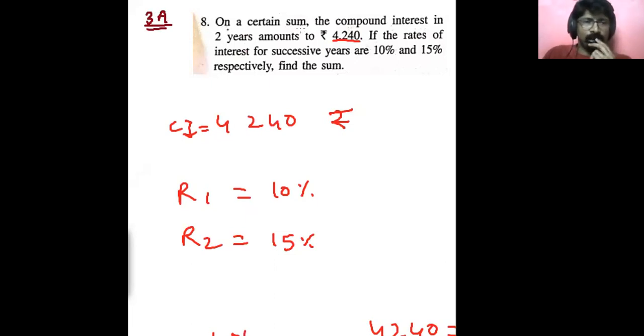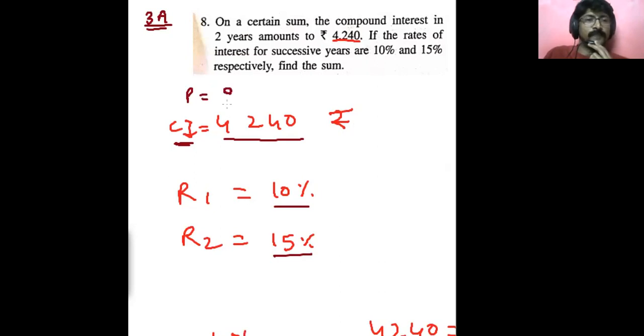On a certain sum, the compound interest in 2 years amounts to rupees 4240. That means compound interest is 4240 rupees. If the rates of interest for the successive years are 10 and 15%, R1 and R2 are given as 10 and 15%. How to do this sum? We're supposed to calculate the principal.